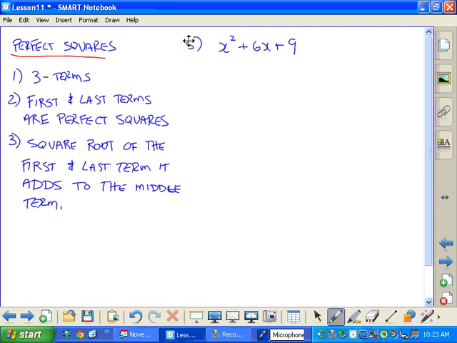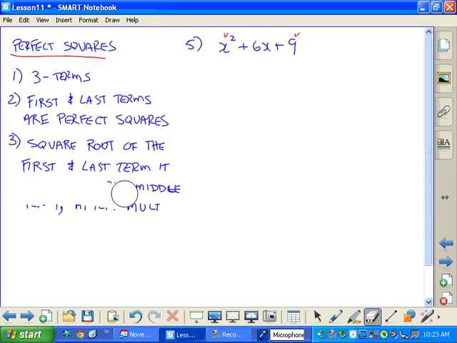So if we look at the first example here, we have our 3 terms. First and last terms, are they perfect squares? Well, x times x, so a perfect square with a variable is if the exponent's even, so yes, the same as it was above. Is the last term a perfect square? Yes, I can take the square root of 9, so that's good. And if the first and last term add to the middle, so maybe I need to clarify that a little bit. Okay, that's terribly worded, so let's fix that.